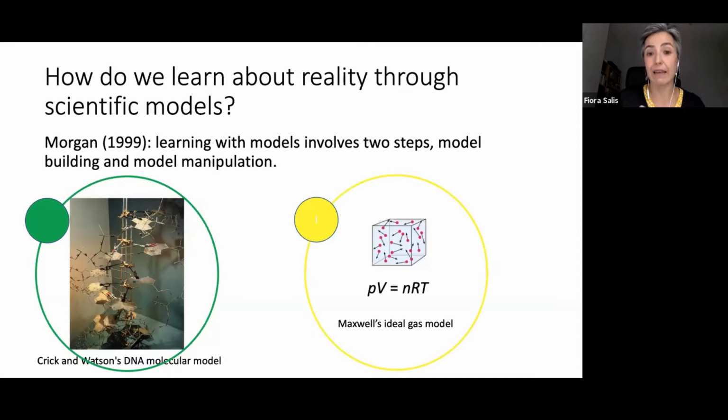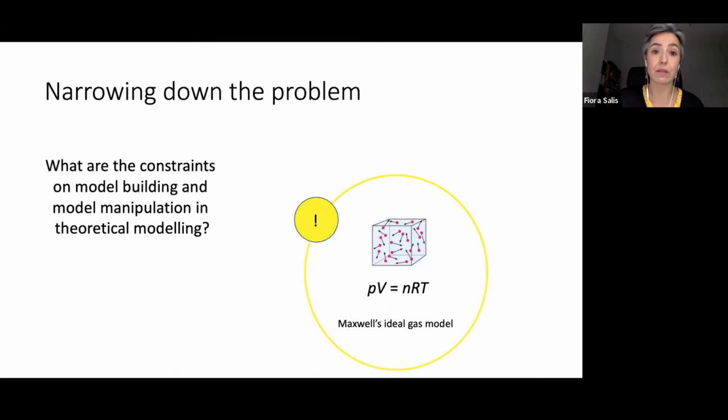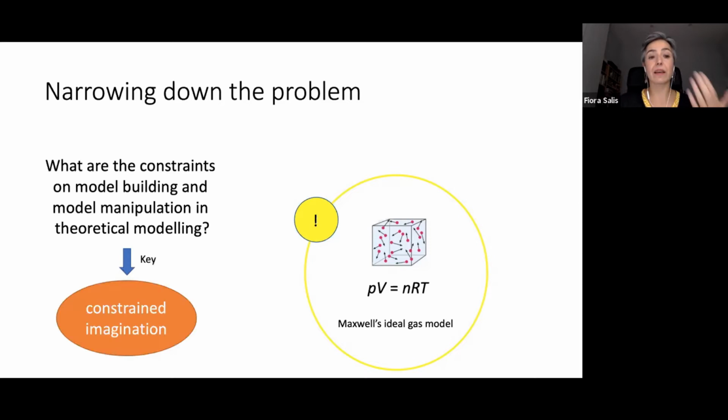The problematic case is provided by theoretical models. This is where we find a genuine specific problem. Given that learning with models involves model building and model manipulation, we now need to ask, and this is the question that Frigg and Hartmann ask in their entry in the Stanford Encyclopedia, what are the constraints on model building and model manipulation in theoretical modeling? This is the question that I will try to answer today. The key to the kind of answer that I want to provide is in constrained uses of imagination. So I'll try to develop a notion of constrained imagination that can do some useful work for us in answering this question.